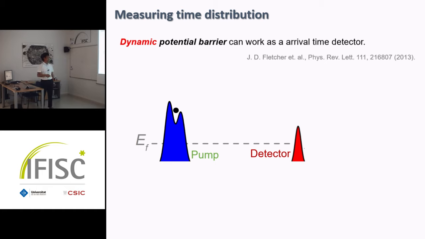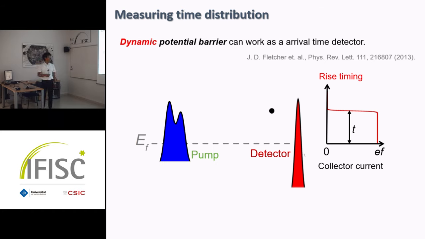In this case, we use a dynamical potential barrier instead of a static barrier. So we raise the barrier at a certain timing, and again measure the current through the detector, and depending on the timing, the electron can transmit or reflect. If you measure the current as a function of the rise timing, you again have the onset of the current. This onset is information about the arrival time at this position. And this width has information about the time uncertainty of the arrival time. And this time resolution becomes better for a fast rising barrier.